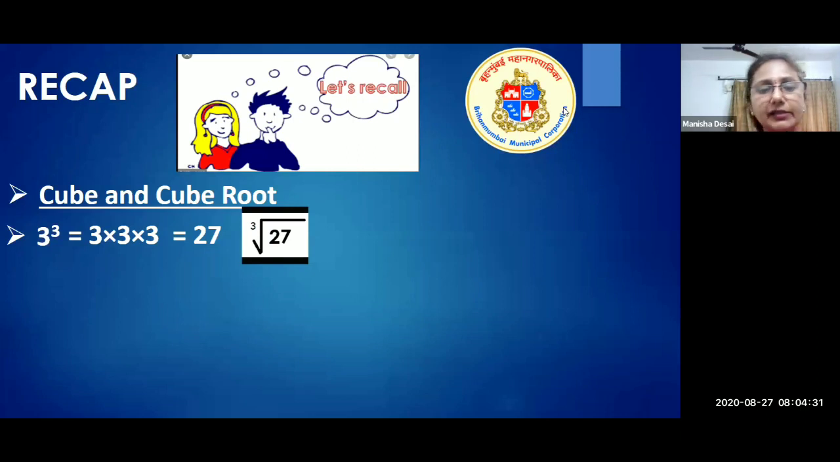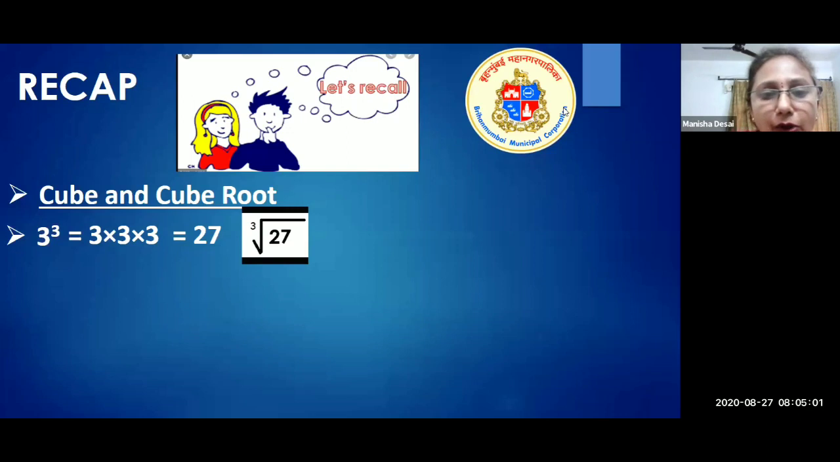3 into 3 into 3 is 27. But I am asking, what is the cube root of 27? It is not 27 into 27 into 27; that will become the cube of 27. My question is, just listen how to find the cube root. You have already learned the cube root. You have forgotten it. Let's recall it.